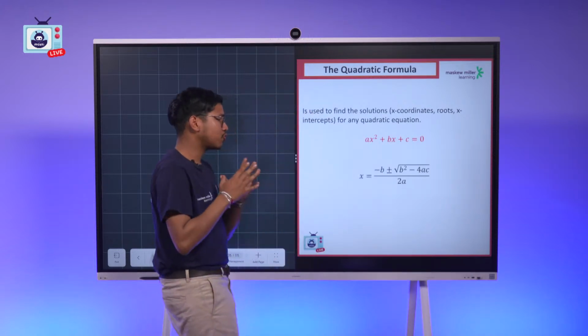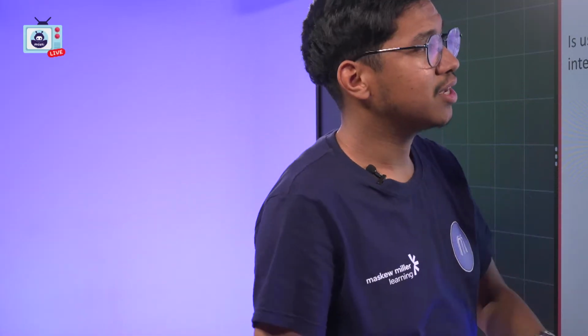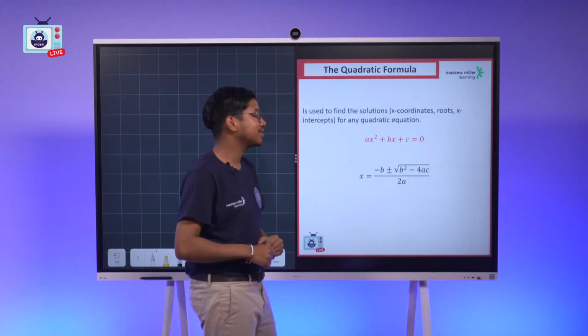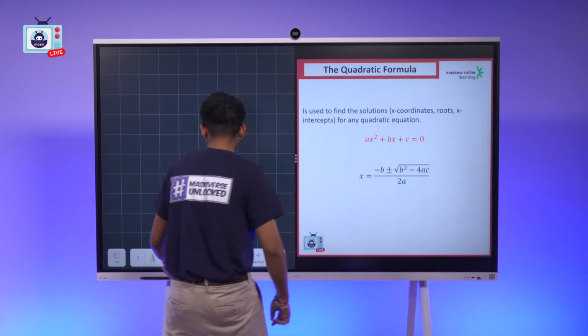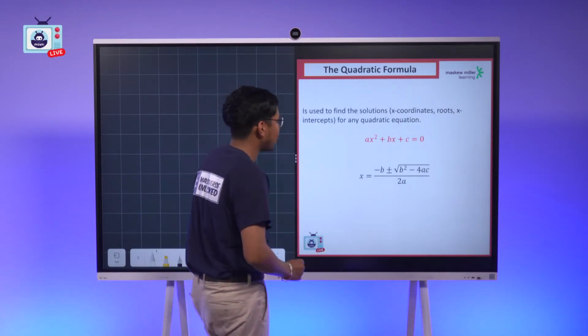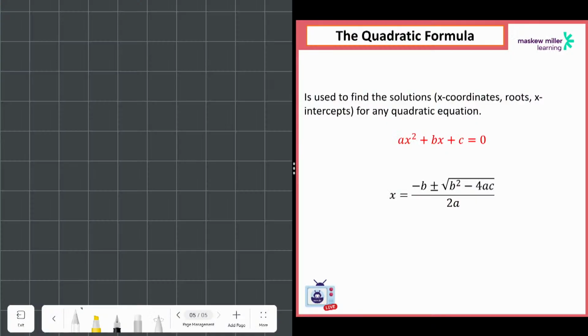And what do we use this formula for? We use this formula to find the solutions. Now the solutions can either be your x coordinates, your roots, or your x-intercepts for any quadratic equation, right? Now in red and in bold, what do I have there? There I have the standard form of any quadratic equation, right? So a quadratic equation needs to be in the form ax squared plus bx plus c is equal to 0.